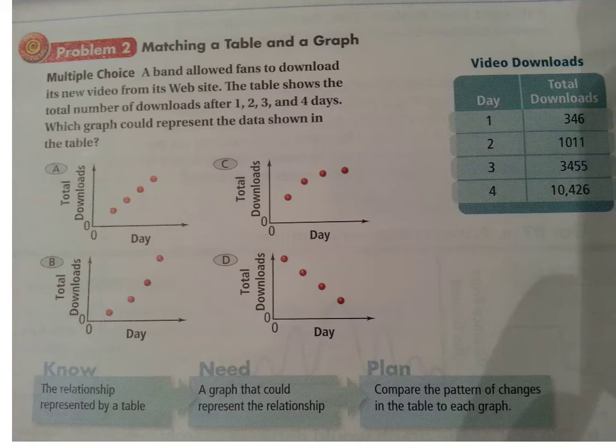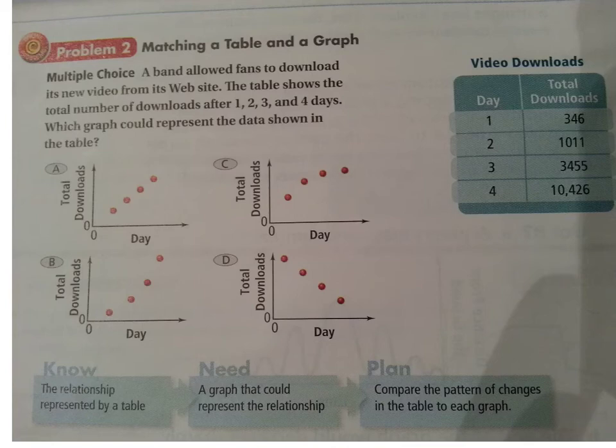The next question. Would a graph of only the new downloads each day be similar or different from the graph of the total downloads each day? It would be similar to the graph of the total downloads because the increase in the number of new downloads each day is always going to be greater than the previous increase. It constantly increases as the days increase.